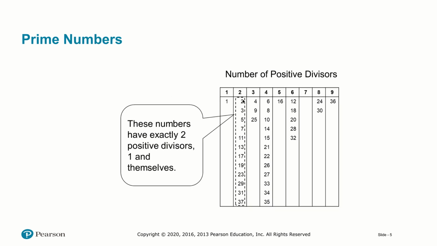As I mentioned in the last slide, there's something very special about these particular numbers in this second column that have exactly 2 divisors, and those divisors are 1 and the number itself. These special numbers are called prime numbers. In other words, a prime number is a natural number greater than 1 whose only factors or divisors are 1 and itself.